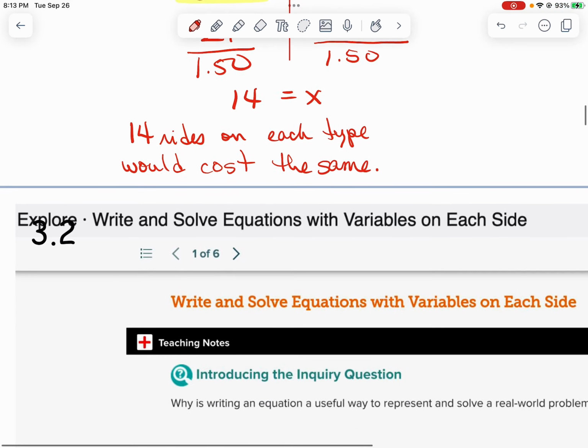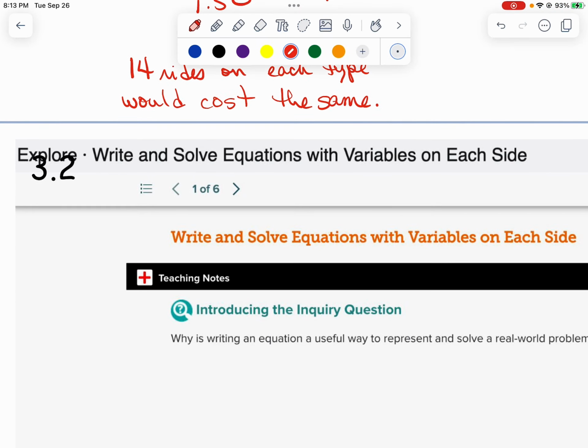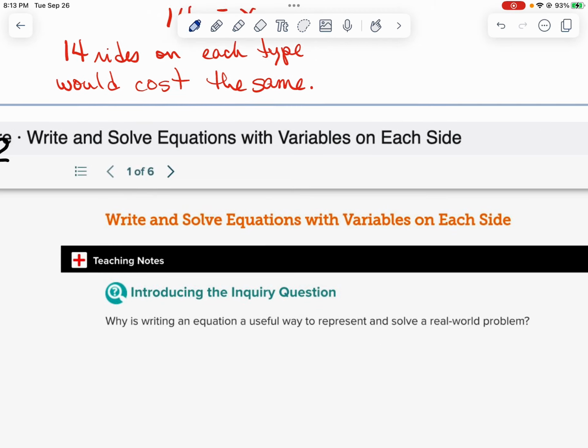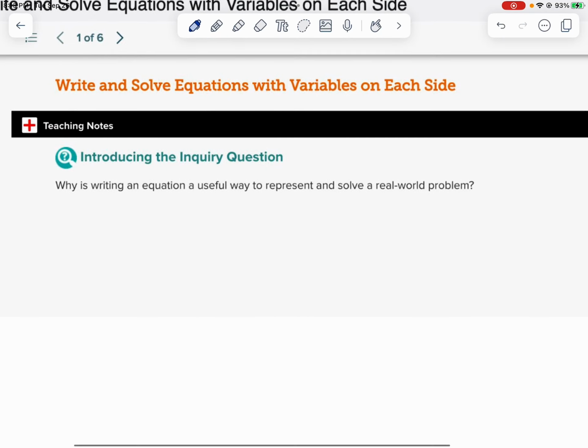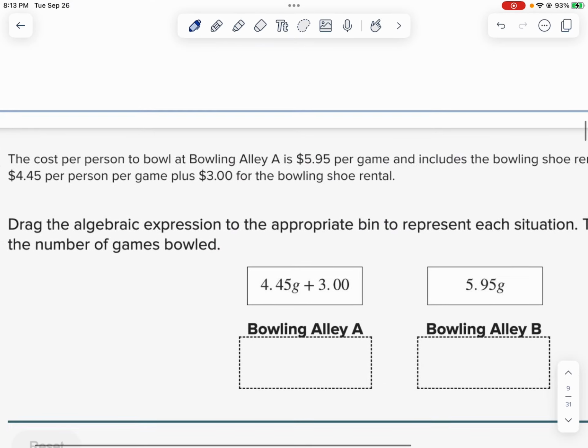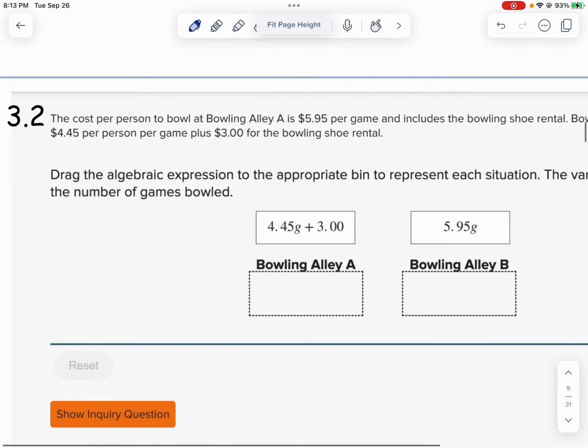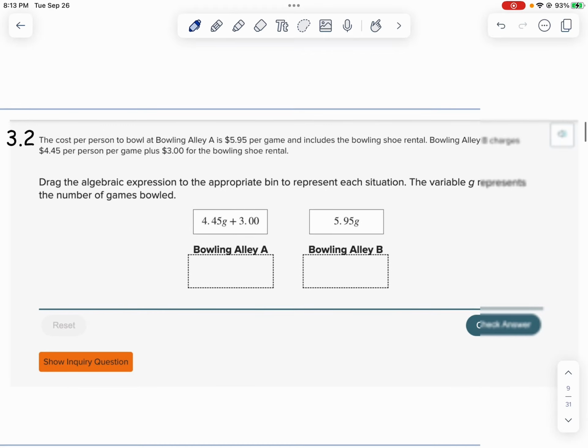Okay, so I'm actually going to change colors here. There we go. So let's go to this. It says, why is writing an equation a useful way to represent and solve a real world problem? Okay, let's go over here. So we're going to look at this.